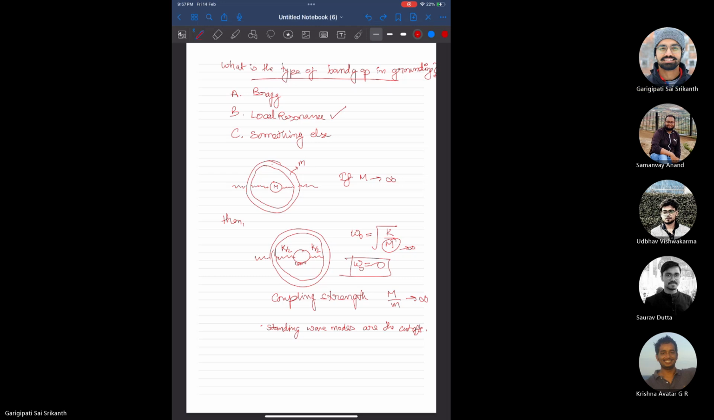So that means grounding is basically local resonance based, at the limit M is equal to infinity. Because if M is infinity, essentially it's like astronomical size, then it can be considered grounded. Does that make sense?